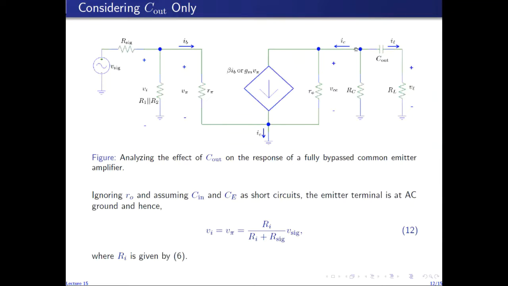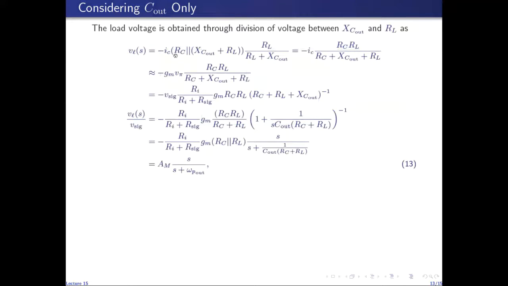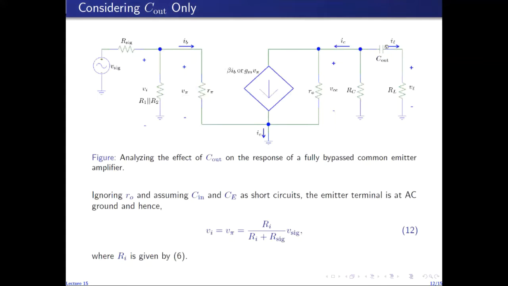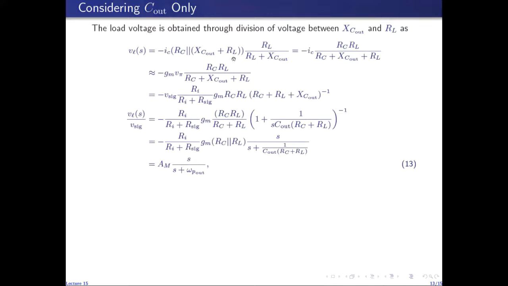So now the load voltage is found by finding out, first of all, the voltage between this node and ground, because the voltage at the collector with respect to ground is divided between C out and RL. The voltage at the collector with respect to ground is minus IC times the total AC impedance between collector and ground, which is RC in parallel with XC out plus RL. So RC in parallel with XC out plus RL times minus IC gives us the total voltage at the collector with respect to ground. And this voltage is divided between C out and RL.